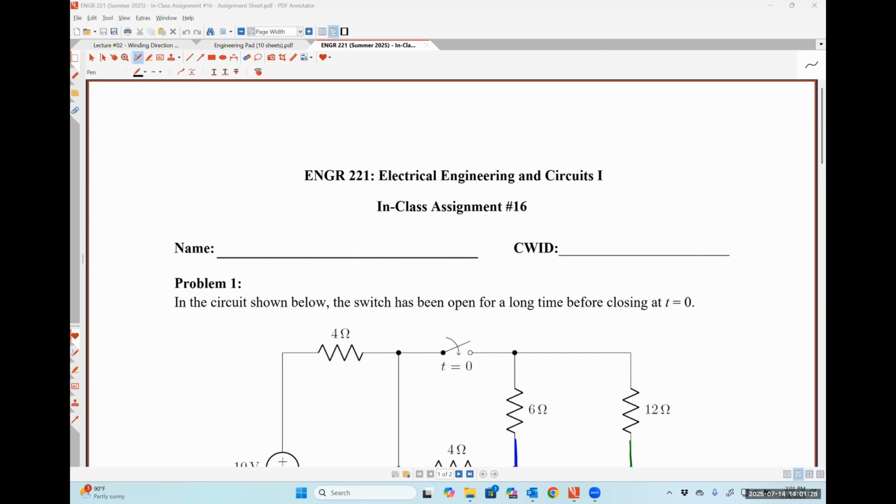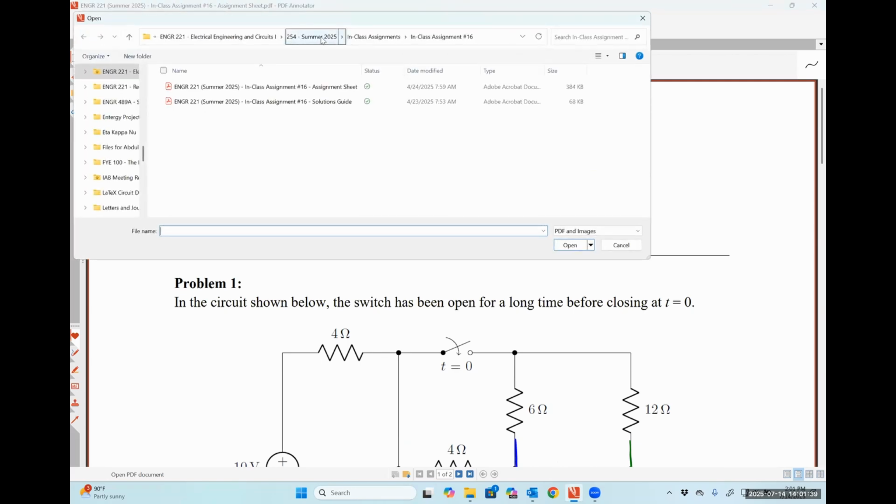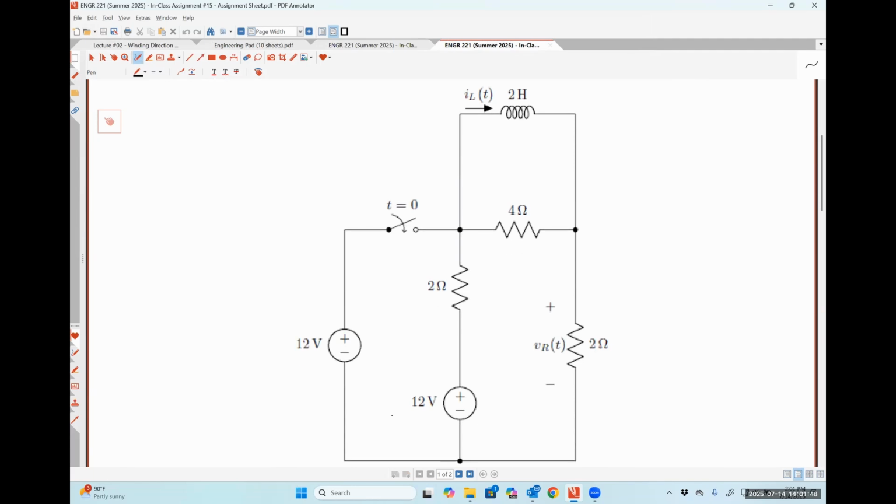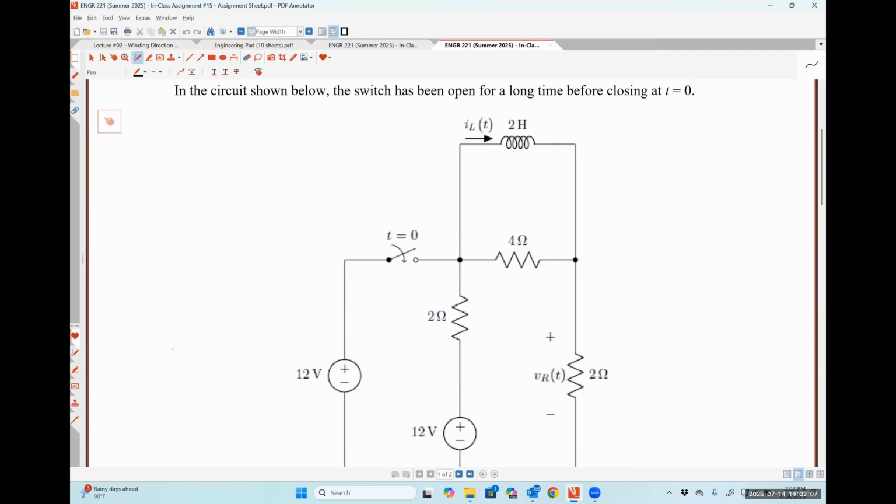Yes, in class assignment 15, the first one. All right. So this is the problem that you asked to look at. We're going to follow the steps, analyzing the circuit at t is equal to 0 minus, 0 plus, and infinity. Then we're going to determine our time constant, and then we're just going to plug stuff into our generic equation. Okay. So let's see here.